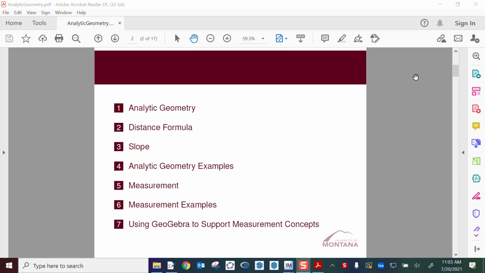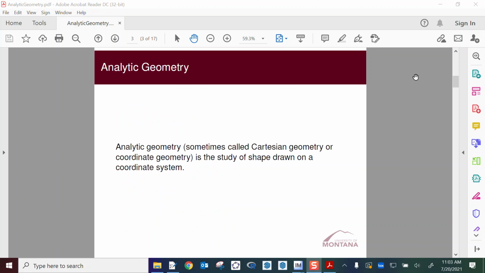In analytic geometry, those examples will be built most upon the distance formula and slope and its implications on lines. And then I'd like to just briefly talk about measurement, which is closely related to analytic geometry. It's this idea that there's a unit by which distance is measured, which provides then for both area and volume as well. So we'll do a few measurement examples, and I want to show you at the end how you could use GeoGebra to support measurement concepts for your students. Okay, so let's get into the analytic geometry half.